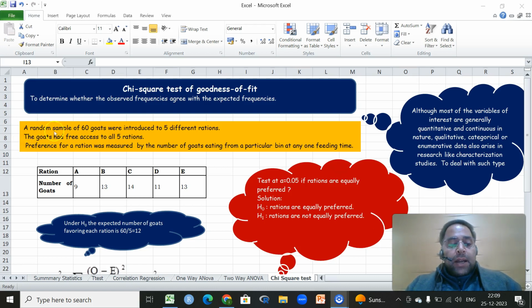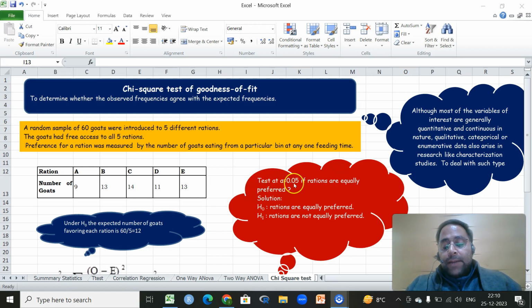example where a random sample of 60 goats were introduced to 5 different fixed commodity or rations. The goats had free access to all these 5 categories. The preference for the ration was measured by the number of goats eating from a particular bin at any feeding time. So we have a question, or rather what we have to test.